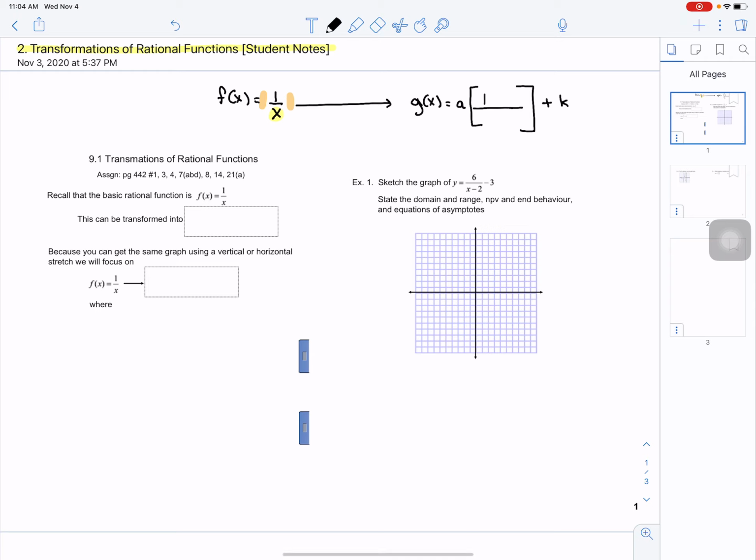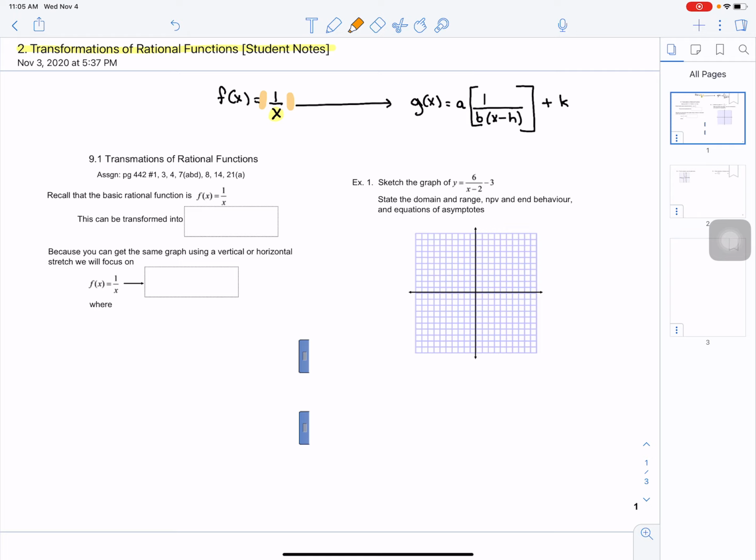My a, which is my vertical stretch by a factor of a about the x-axis, or my reflection in the x-axis, would be the a variable. And then my horizontal stretch by a factor of 1 over b. And then my horizontal translation, h units left or right. And then my reflection is also contained in my b variable. So basically, we can have our transformations like this.